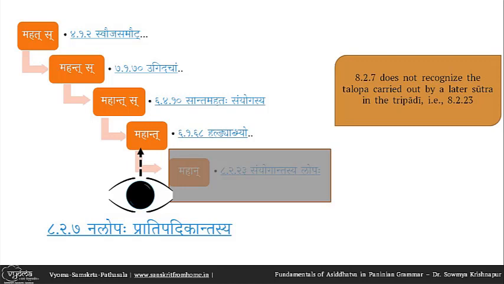The point to be noted is the sutra does not recognize, but when we are using it, we do recognize that there is a takara lopa. So the form is mahan, mahantau mahantaha. Mahat shabdasya prathama vibhaktau ekavachanantam rupam mahan iti. So for us, of course, sanyogantasya lopaha is valid. From the point of view of nalopah pratipadikantasya, it is not recognized, and therefore nalopah does not happen.